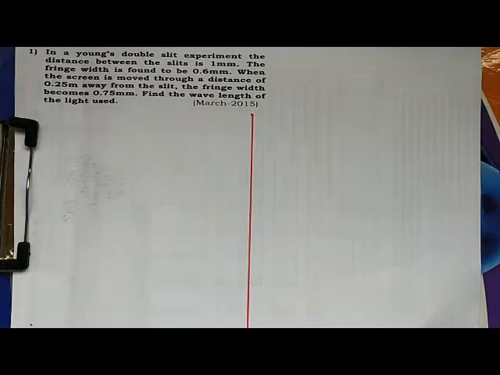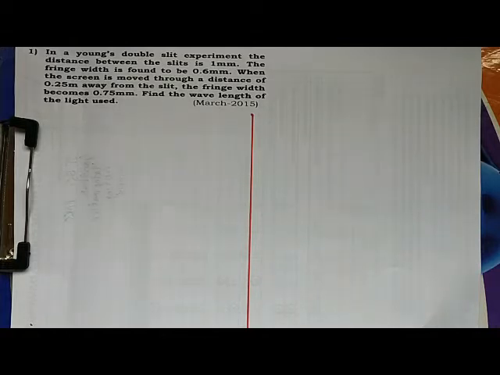Hi students, welcome to today's class. In the previous video clips, we discussed the concept of fringe width. That means we derived an expression for fringe width. Now in this class, let us solve a few numericals based on that fringe width formula.